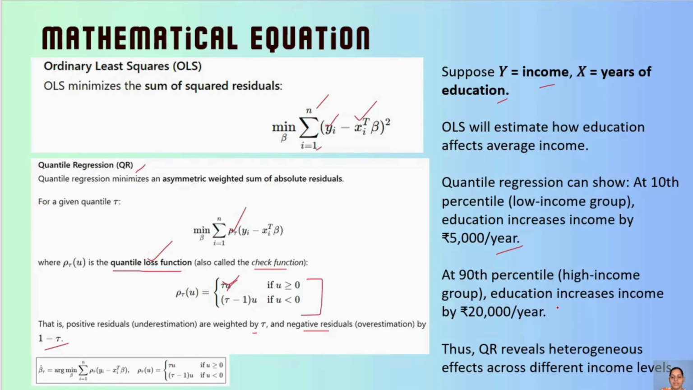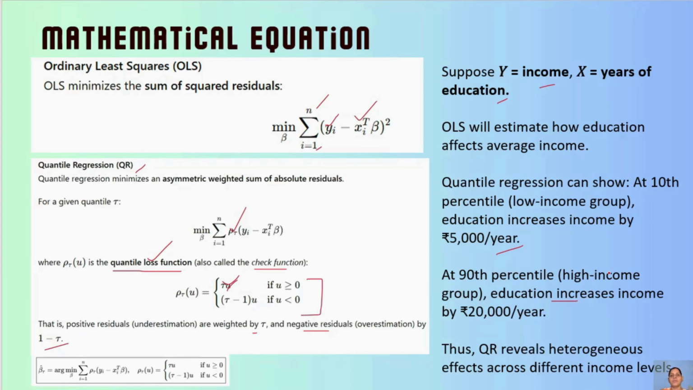When we're talking about the 90th percentile, we can assume that education increases the income by 20,000 per year, with the education level being the same. However, with the 10th percentile, the increase in income per year is only 5,000. With the same education, the income is getting increased by 20,000 at the 90th percentile. So we understood those assumptions right here. You can see that it is affecting different income levels.